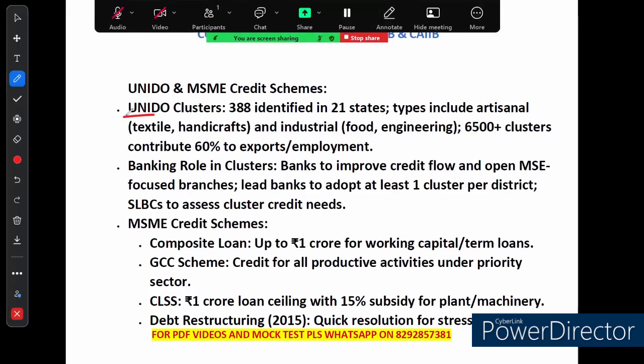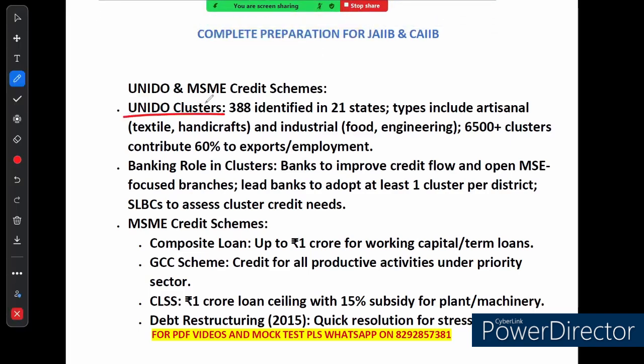What is this UNIDO cluster? See, UNIDO has identified over 6500 plus clusters across 21 states, right? And what kind of items do they produce? Like textile, handicrafts, food and engineering goods. So these clusters are vital for employment and export. That is called UNIDO cluster.